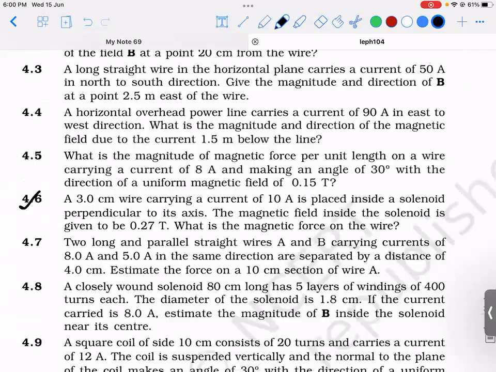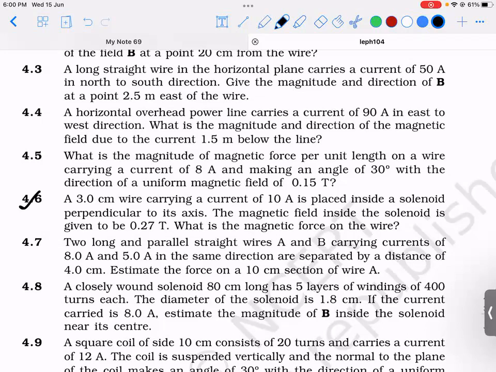Now look at example 4.6. There is a 3 centimeter wire carrying a current of 10 ampere, placed inside a solenoid perpendicular to the axis. Where is it placed? Inside a solenoid. And how is it placed? Perpendicular to the axis of the solenoid. The magnetic field inside the solenoid is found to be 0.27. What is the magnetic force on the wire?